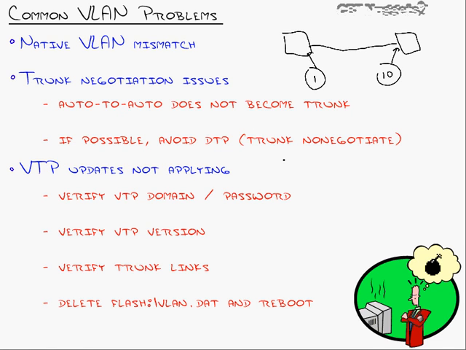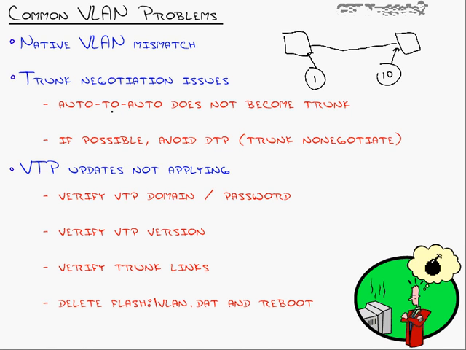Second, trunk auto negotiation issues. My message: don't use the auto negotiation. The number one problem is auto to auto does not become a trunk, and that is by design. The auto mode does not send out DTP messages that try to negotiate a trunk with the other side. So both of them are just sitting there idle saying, okay, is somebody going to do something? But nobody does anything. So if possible, avoid the DTP and set all of your trunks to non-negotiate. That is the best way to hard code everything.